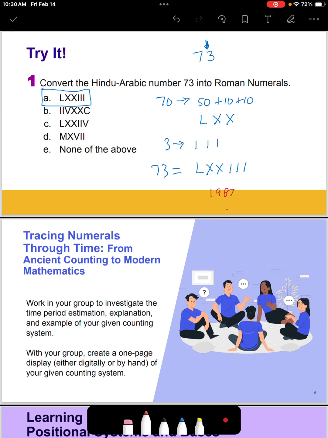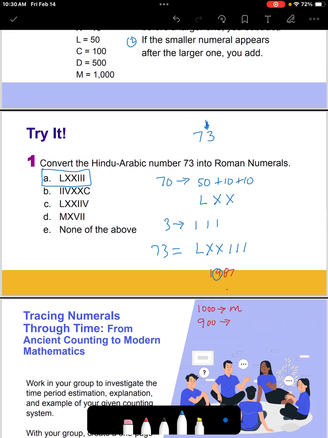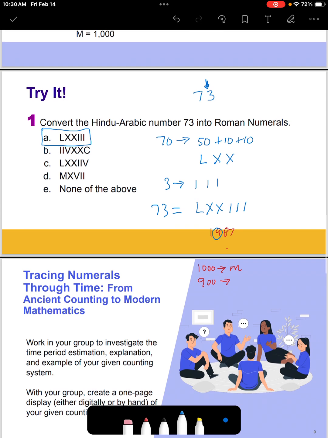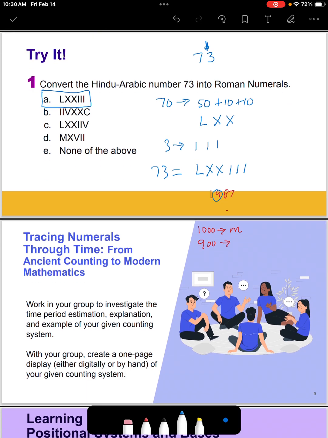So we need 1,000. That's an M. We need 900. Now 900 is a little bit different. Notice the 900 is after a smaller number. Since the 900 is after a smaller number, we subtract. So we're going to subtract 1,000 from 100.